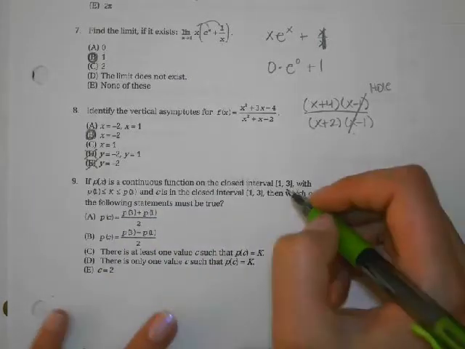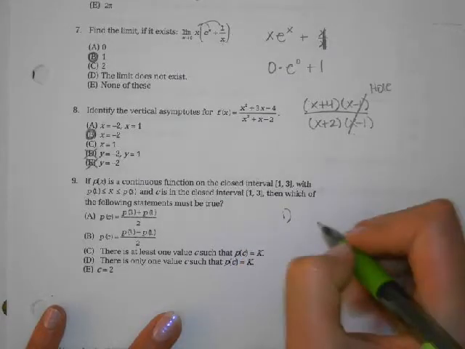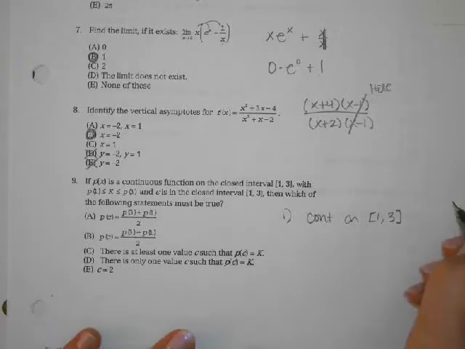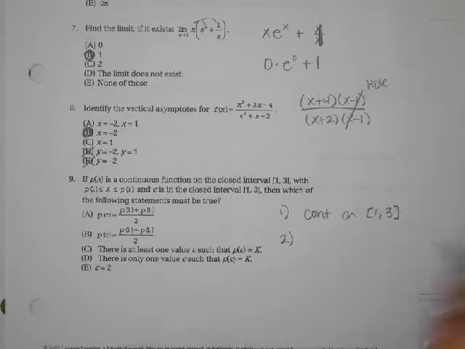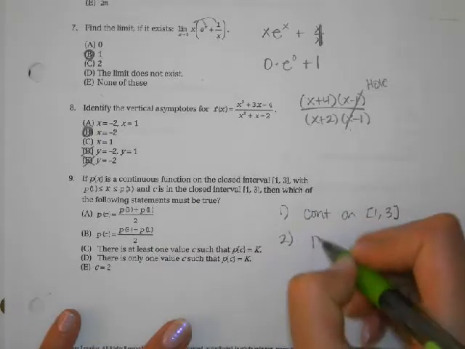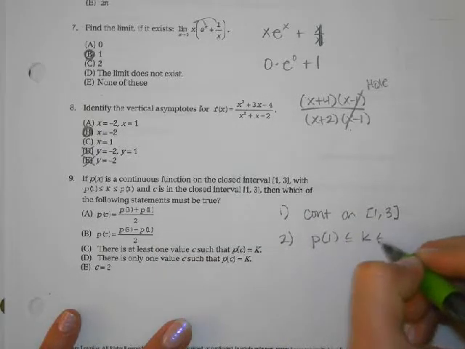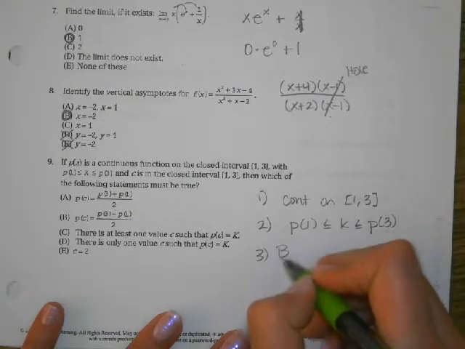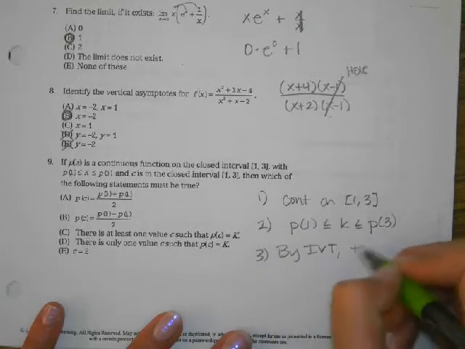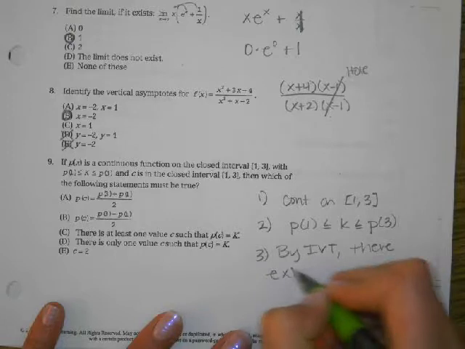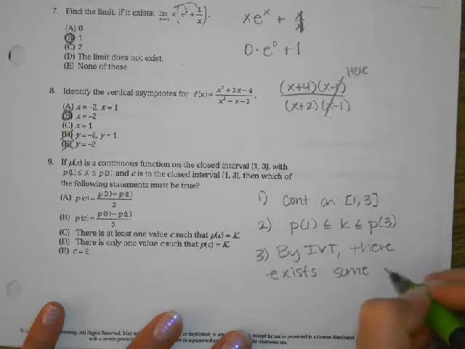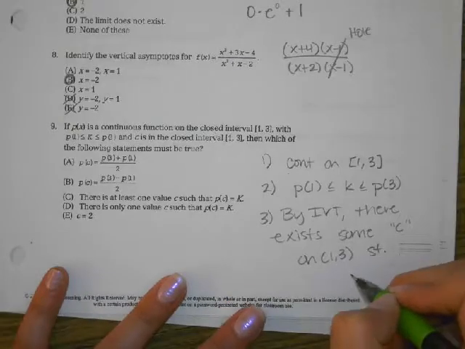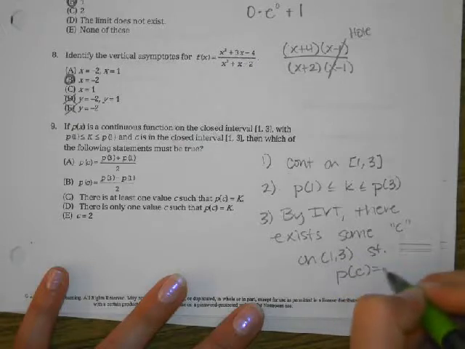So here's what I did. It's a continuous function, so my first step is that it's continuous on [1, 3]. That's the first step of the intermediate value theorem. The second step is to plug in 1 and plug in 3 and see that you have that inequality. I can see that they showed that. And then my third step, I wrote my sentence: by the intermediate value theorem, there exists some c on [1, 3] such that P(c) = k.